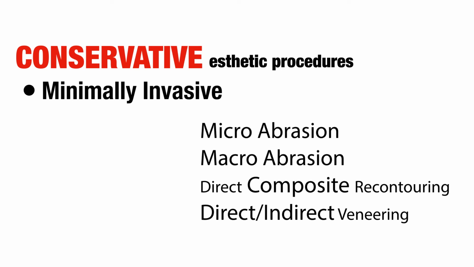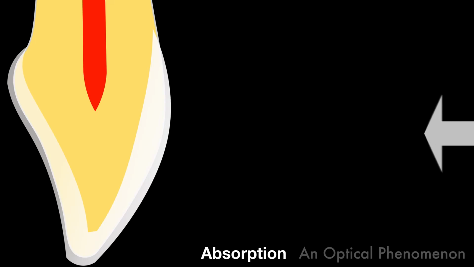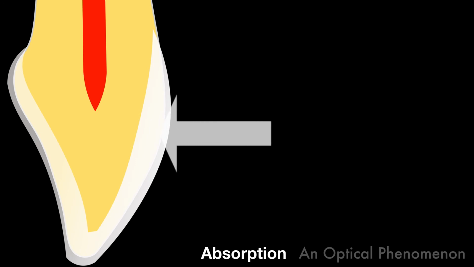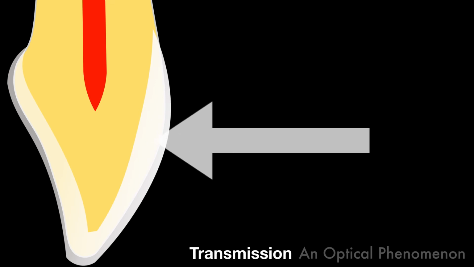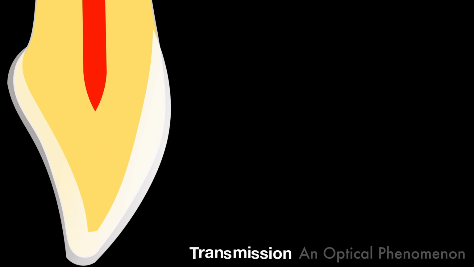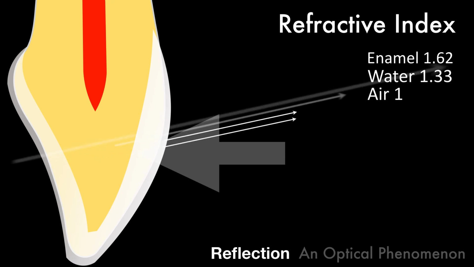So this is taking us towards the conservative procedure. But before we begin, let's understand the enamel as an optical phenomenon. What is enamel? Enamel has various optical properties. It absorbs the light and it also transmits the light through it. And it also causes the reflection of some of the light. And the refractive index is about 1.62.